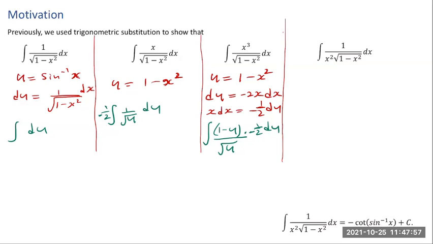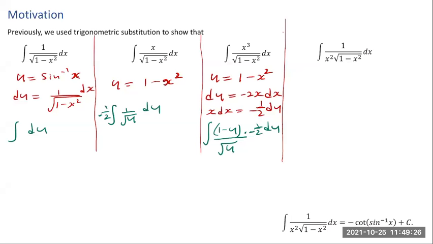Okay, so what you do is you take the substitution x is equal to sine u in this case, and see what happens. x is equal to sine u. Okay, so now immediately this will give me dx is equal to cosine u du.